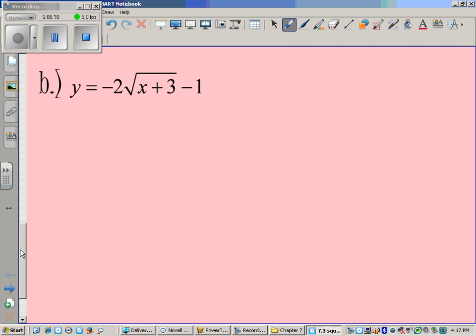Okay. Will you graph this square root graph? And then we'll talk about its domain and range.